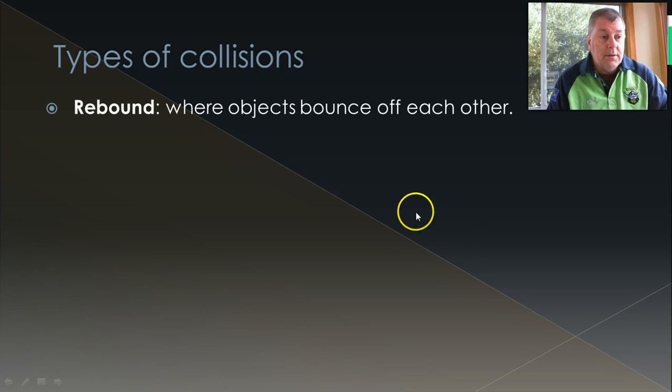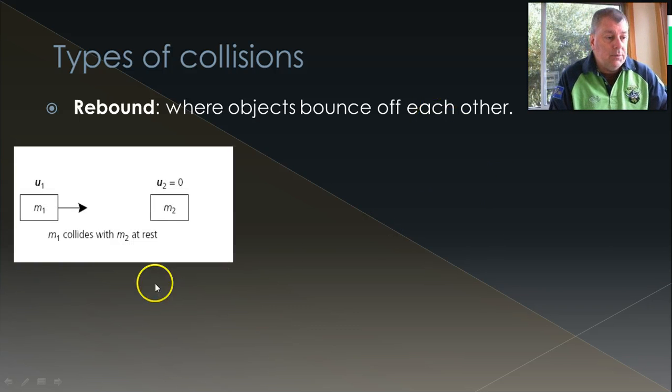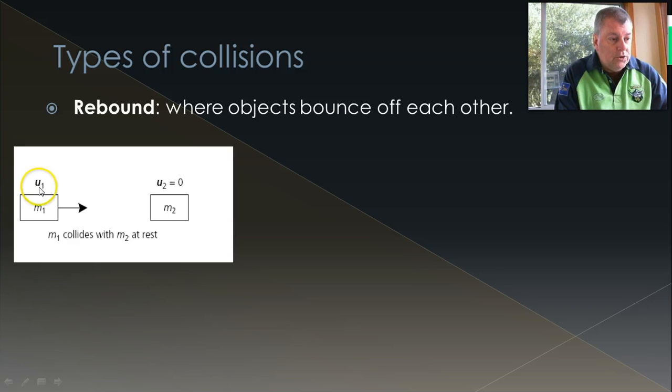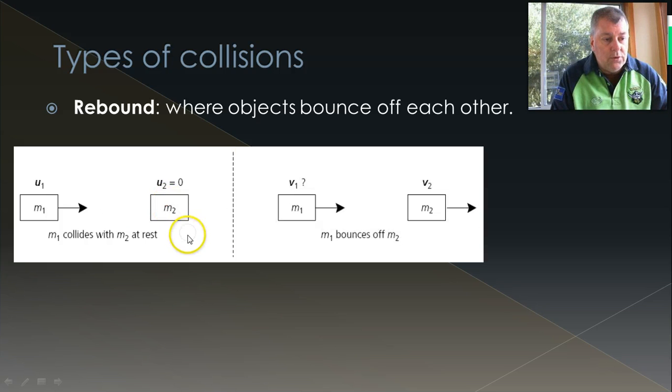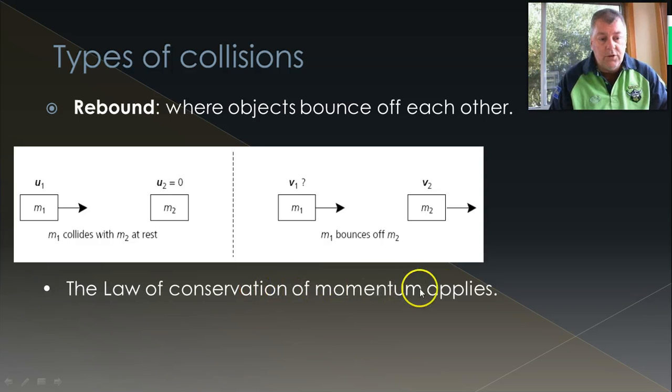So rebound, when objects bounce off each other. Here's an example. Here's M1 with initial velocity moving this way. M2 has no initial velocity. M1 collides with M2. M1 keeps moving on but with an unknown velocity. M2 now has a velocity, so now has a momentum. Here it didn't have any momentum. And so we need to recognize that the law of conservation of momentum is still applied.